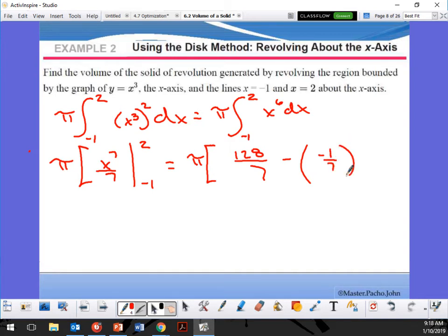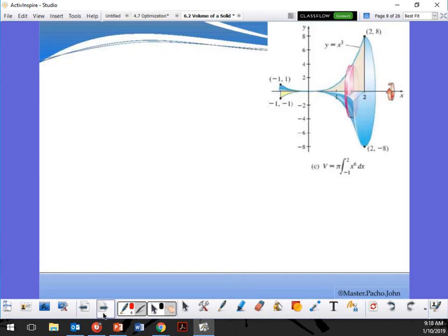So that's going to come out with a total of 129 over 7 pi units cubed. All right, so here's the diagram of what that nasty thing's going to look like, right? Yes, it is a stethoscope.